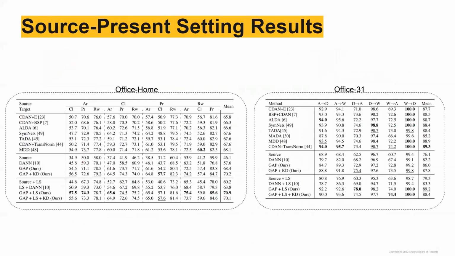Finally, we show the results for the source present setting. Here, since the source is present, we can directly perform alignment of the source and target domain in the probability space. Also, we can use techniques like knowledge distillation, label smoothing to further boost the performance. We can see that despite being a simple approach, GAP outperforms recent source present approaches like SIMNet, DADA.